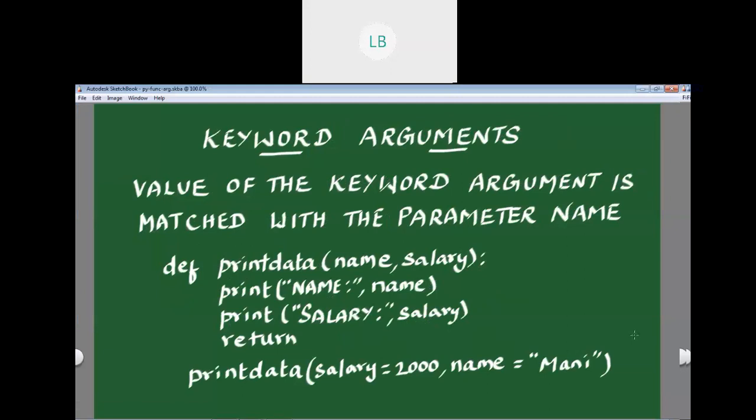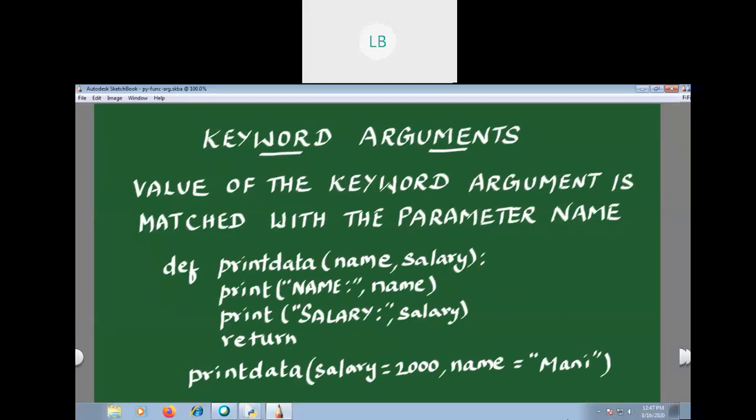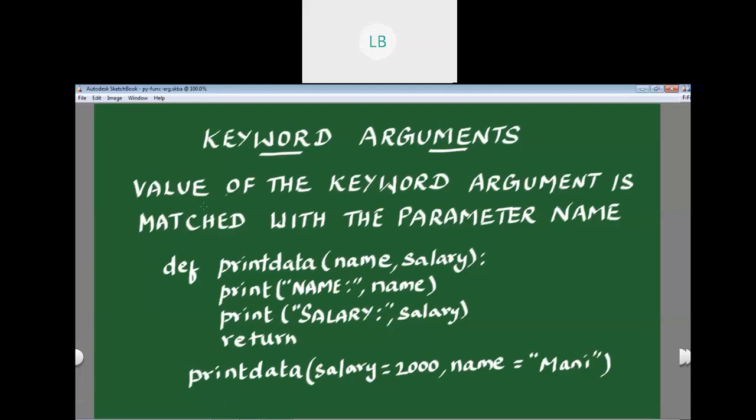The next one is keyword arguments. Keyword arguments will invoke the function after the parameters are recognized by their parameter names. The value of the keyword argument is matched with the parameter name.